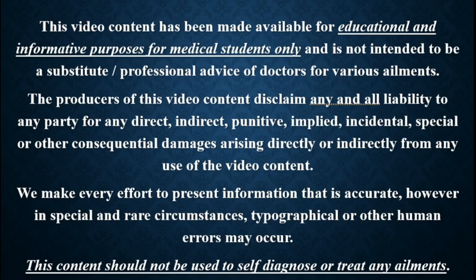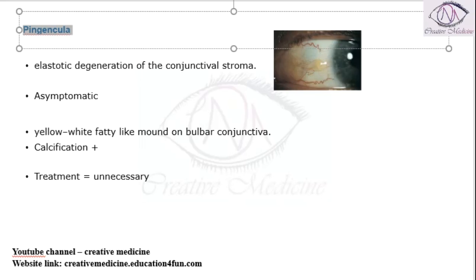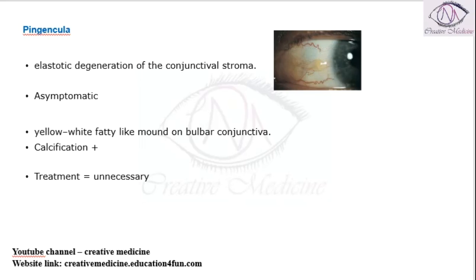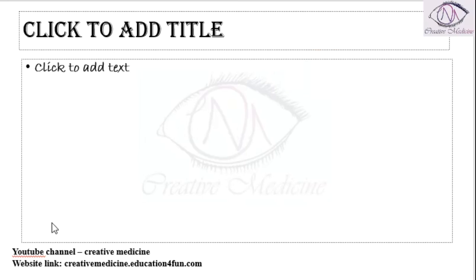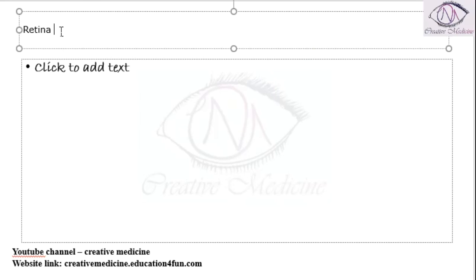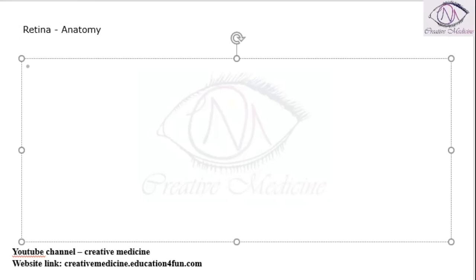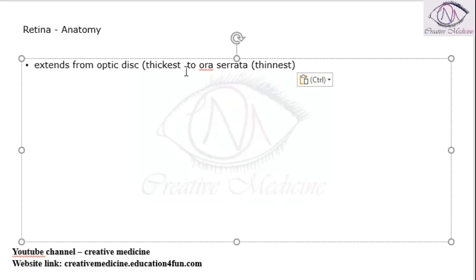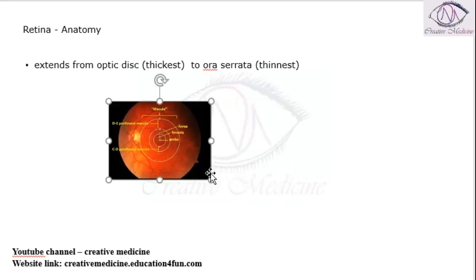In this lecture, we will learn about the retina. First, the anatomy of the retina. The retina extends from the optic disc to the ora serrata, which is the thinnest part. The thickest part is at the optic disc and the thinnest part is at the ora serrata.